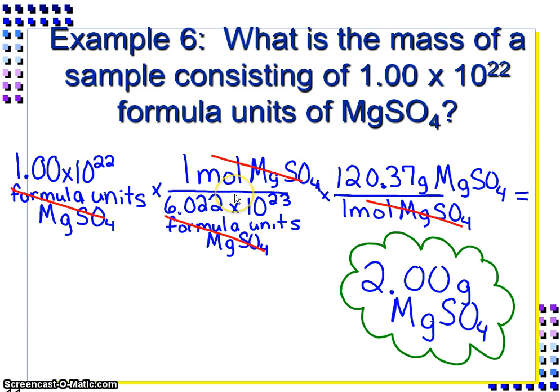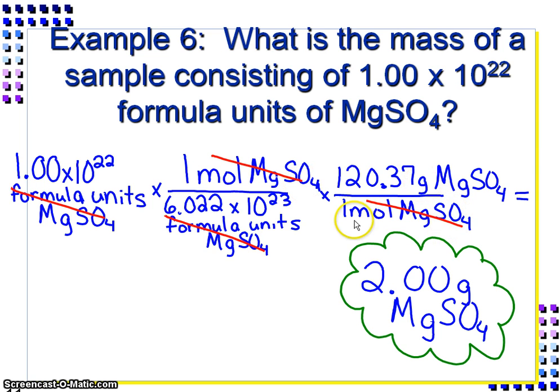I'm going to change it to moles, because there's no way to go directly from particles to grams. We have to go through the mole. So the 1 goes where the moles are, so that's on top. Avogadro's number goes on the bottom where formula units are. The unit formula units cancels out.